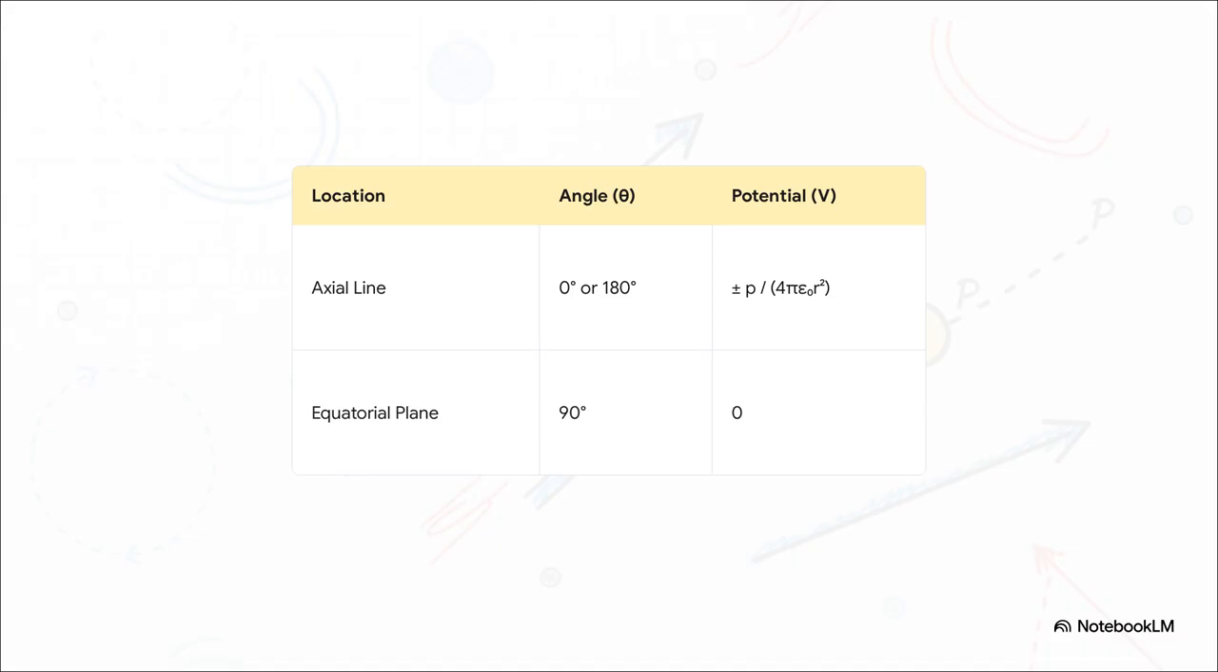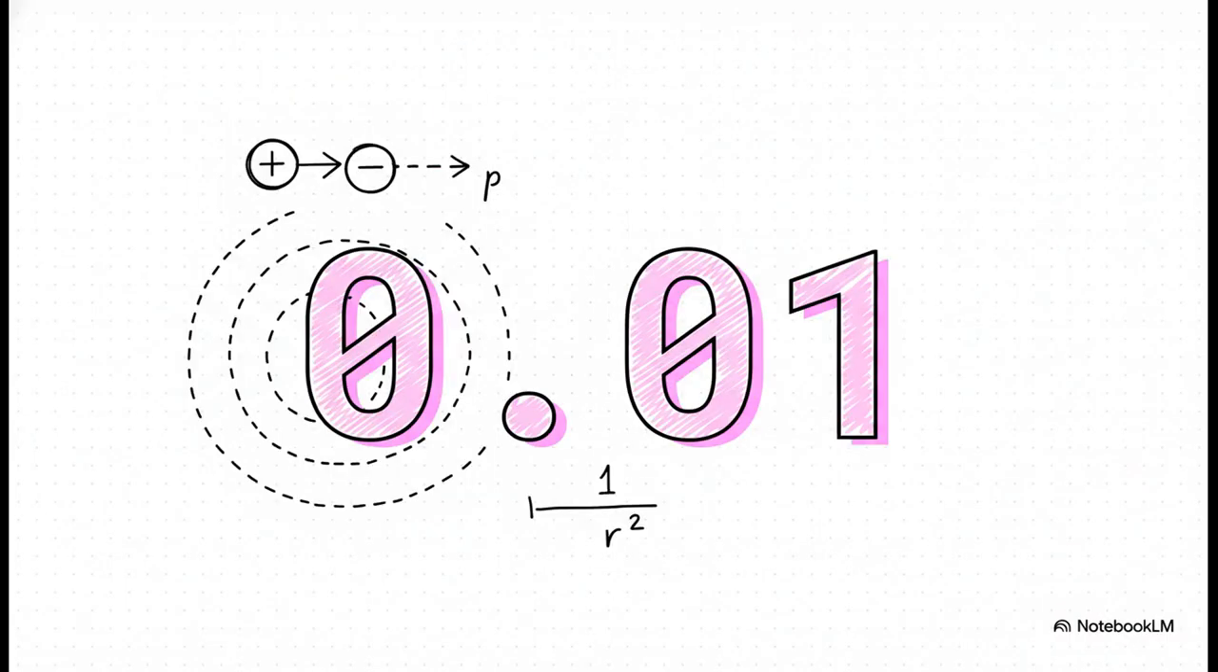Makes sense, right? Now for the really cool part, the equatorial plane, which is a plane that slices perfectly between the two charges. Here, the angle theta is always 90 degrees. And what's the cosine of 90? It's 0. So the potential anywhere on this entire plane is exactly 0. That's because any point there is the exact same distance from both the positive and the negative charge, so their effects cancel out perfectly.